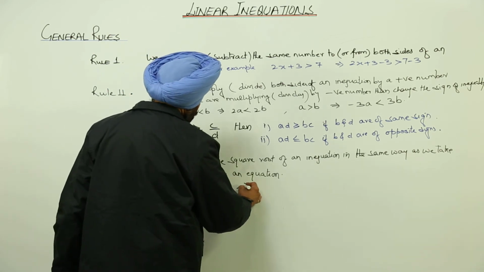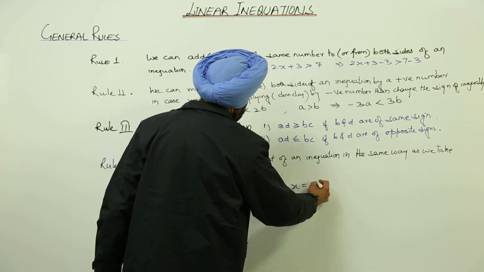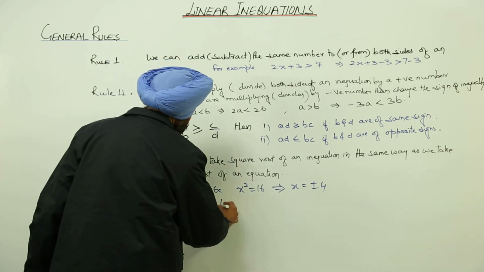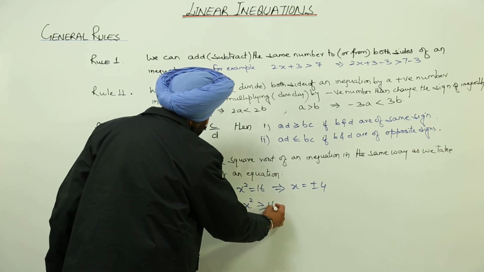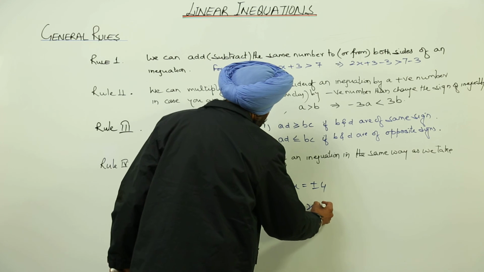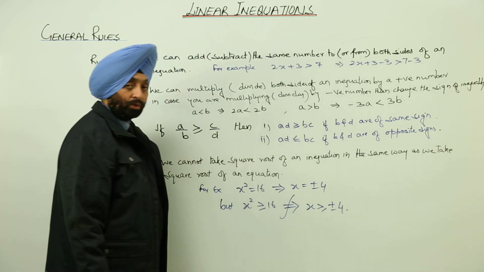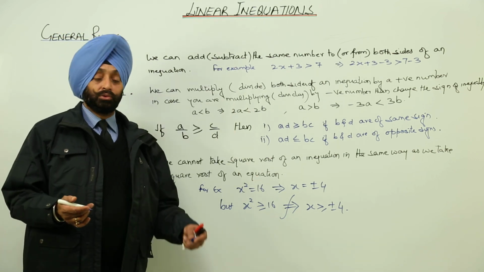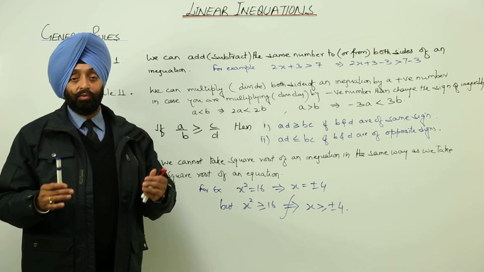Now, for example, if we are having x square is equal to 16, now this implies x is equal to plus minus 4. Okay, but if x square is greater than or equal to 16, this does not imply that x is greater than or equal to plus minus 4. Okay, for this we have to go with certain other rules, with upper rules. Okay, so these are the basic 4 general rules which we have to apply while solving the questions.